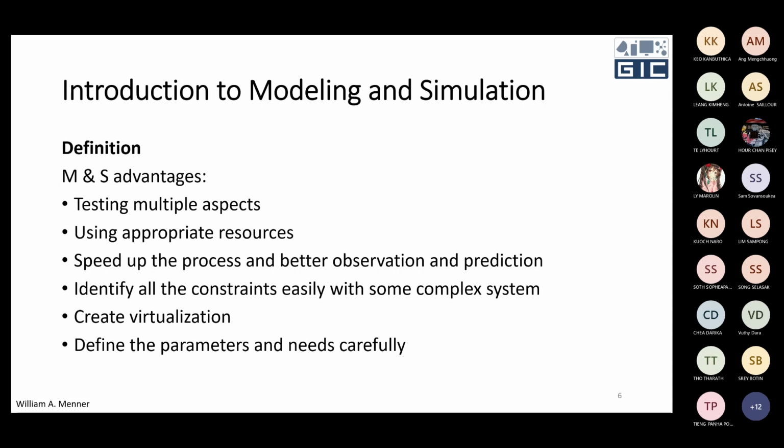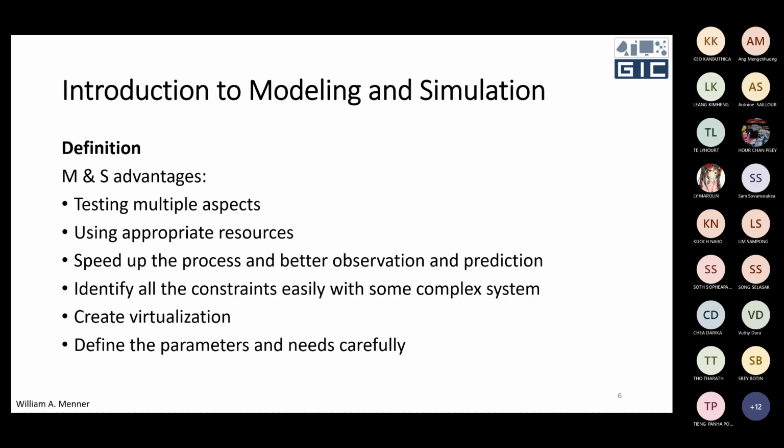So we call it a factor. And if the definition of the parameter factor is the same, the factor is the only sensitive parameter. So when you can build a model and system representations, you can identify the appropriate resources that we will use in your system. This is the advantage of using modeling work. After that, you can speed up the process and get better observation and predictions.